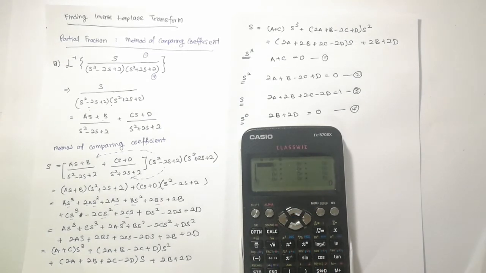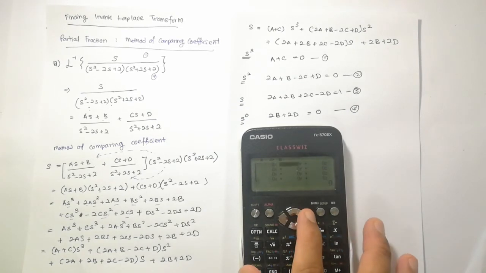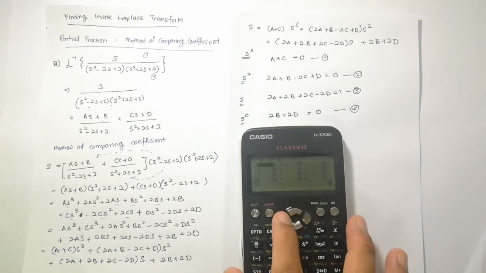Okay, four unknowns, and then after that we just plug into the equation where A is represented by X, B is Y, and C is Z, and the next one, T, will be for D. Okay, so let's do it.